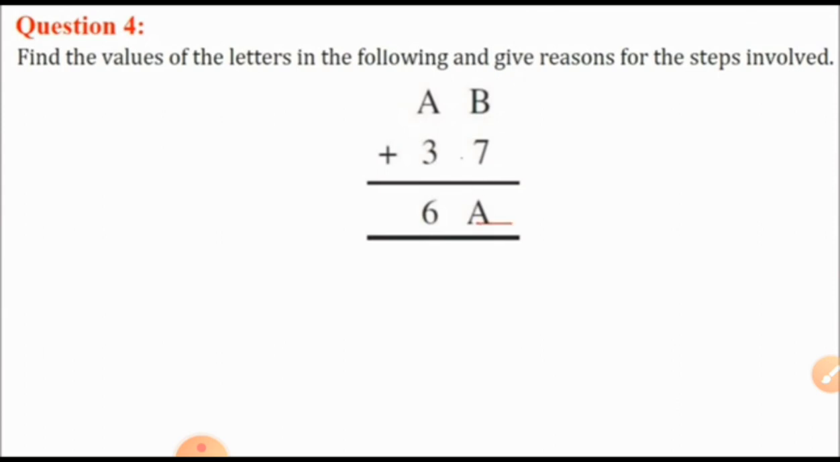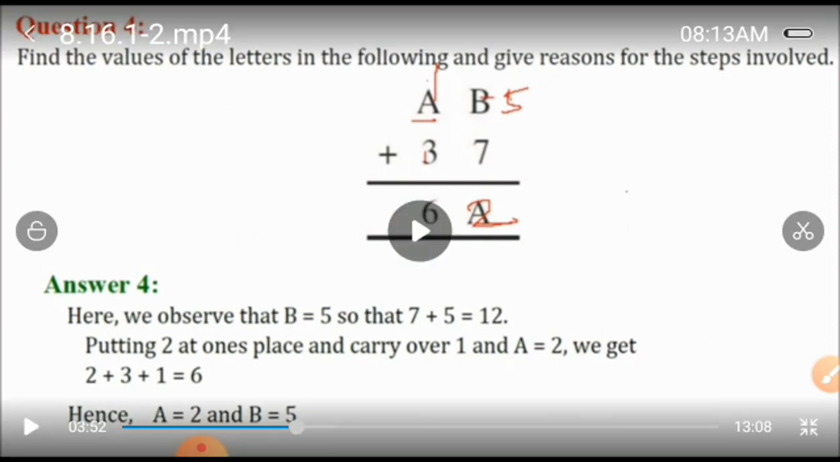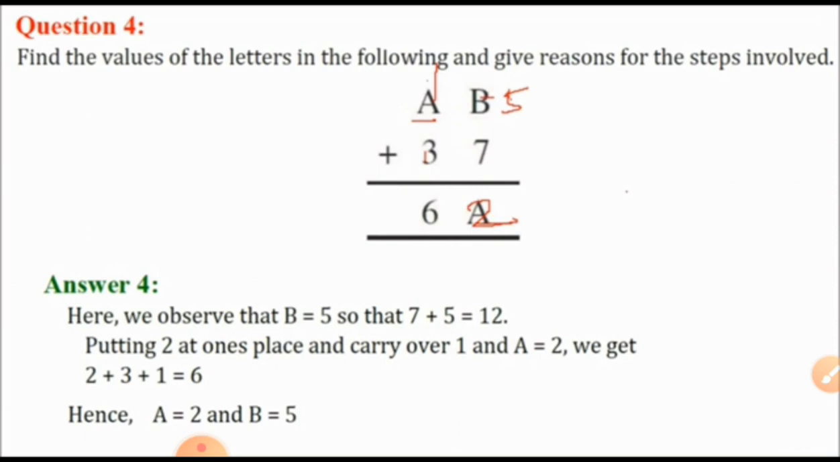Again, you are having two numbers, but here the logic is a little different. Yes, unknown number. So when we put B is equal to 5, we will get 12. So 2 will be downside, 1 is the carryover, so that A is equal to 2. So A is equal to 2 and B is equal to 5. Can you get the idea? But here what did I do? Nothing, I did only the numbers.